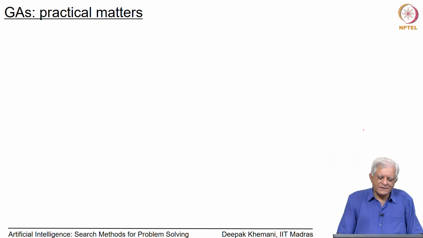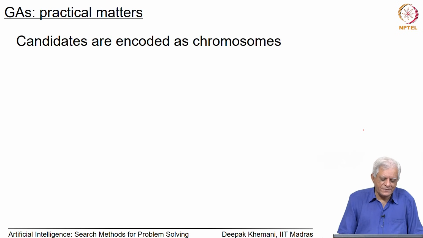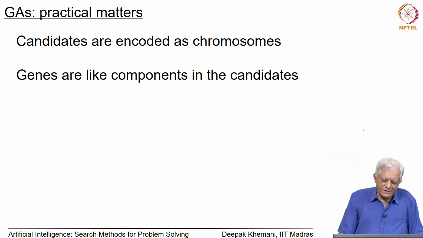So, the practical matters for genetic algorithms, as we know: candidates are encoded as chromosomes and genes are like components in the candidate. If we can modularize our solution, if it is made up of different components, then there is a possibility of mixing up components or mixing up genes essentially. And that is what we did, for example, with SAT. We said that every bit is a component and you can just mix up bits and so on.